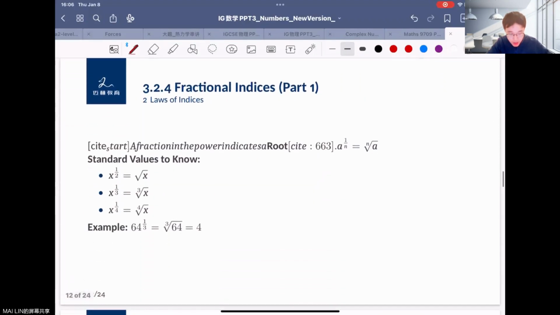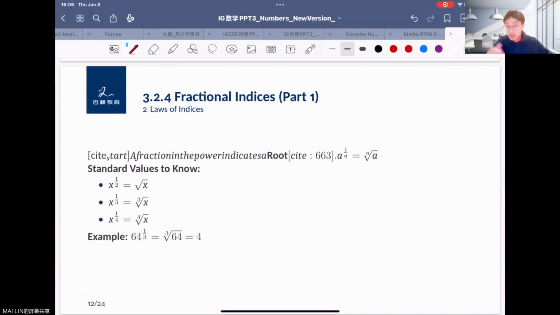Fractional indices may be an extension in IGCSE, but everyone should have a basic understanding of this. Here we have a^(1/n), so we can just put the nth root before a. Here we have x^(1/2), that means square root of x. And if we have x^(1/3), it means the cube root of x. So if you have 64^(1/3), we can set that 4 times 4 times 4 equals 64, so the answer here is 4. That is for fractional indices.